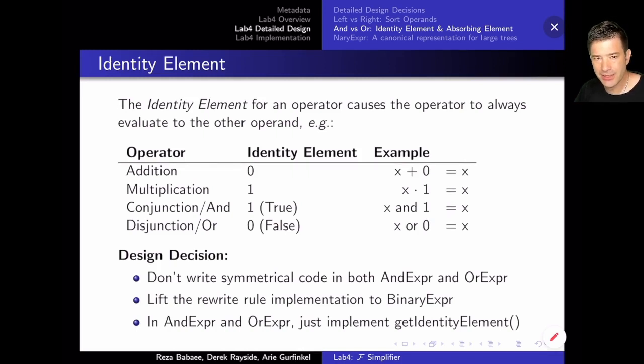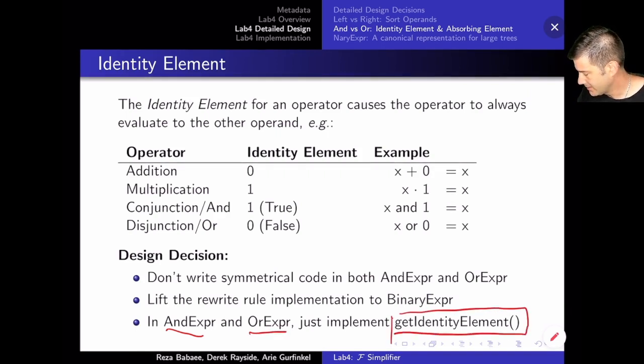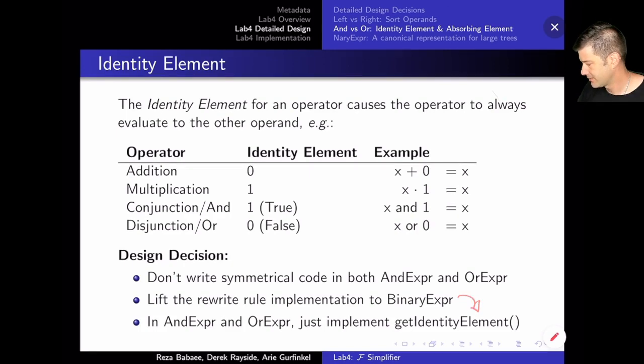And then in each subclass, we specialize it by defining what is an identity element, or what is an absorbing element for the other simplification rule. And so this is what we're going to do here. For the AND expression and an OR expression, we're going to implement a special method getIdentityElement, which will return 1 for an AND and a 0 for an OR. And then we're going to have a generic code for that simplification, which will live inside a binary expression. And this generic code will rely on getIdentityElement to do its simplification.